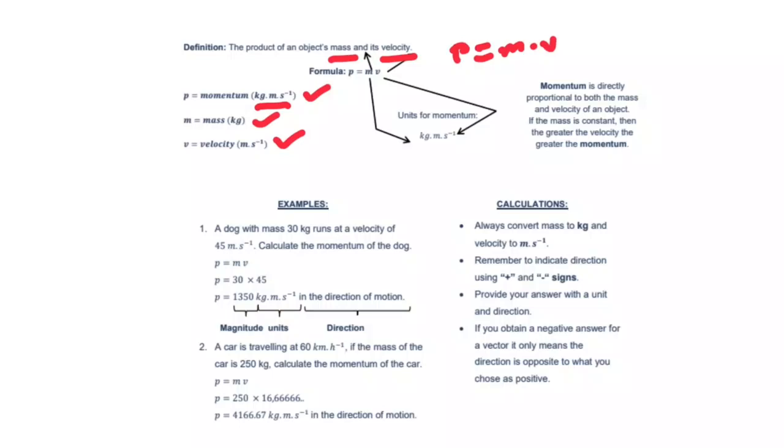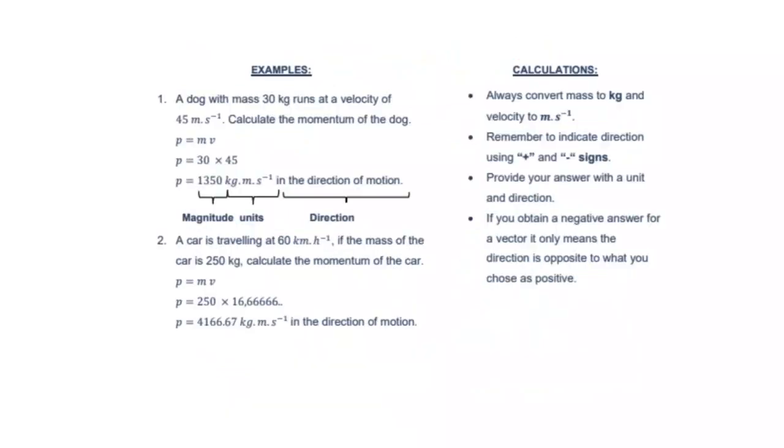So momentum is the product of an object's mass and velocity. Mass is a scalar and the velocity is a vector. So the product of a scalar and a vector will give you a vector. So momentum is a vector. We need to take direction into consideration when we are solving our problems. So let's just recap. Momentum is the product of an object's mass and its velocity. P is the momentum in kg meters per second, M is the mass in kgs, and V is the velocity in meters per second. Let's take a look at these two examples.